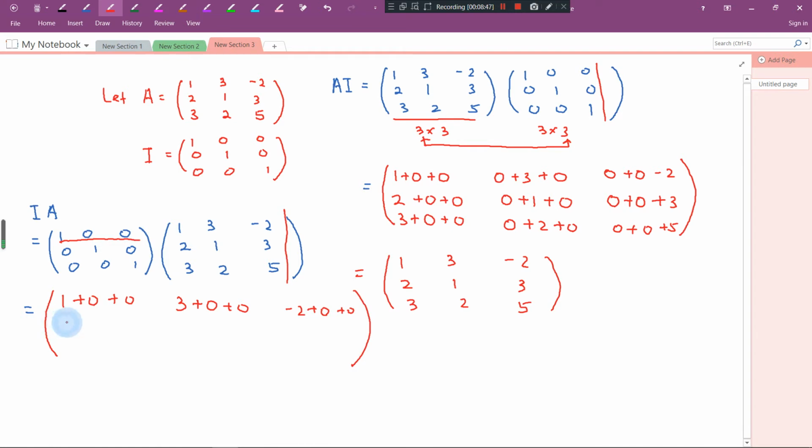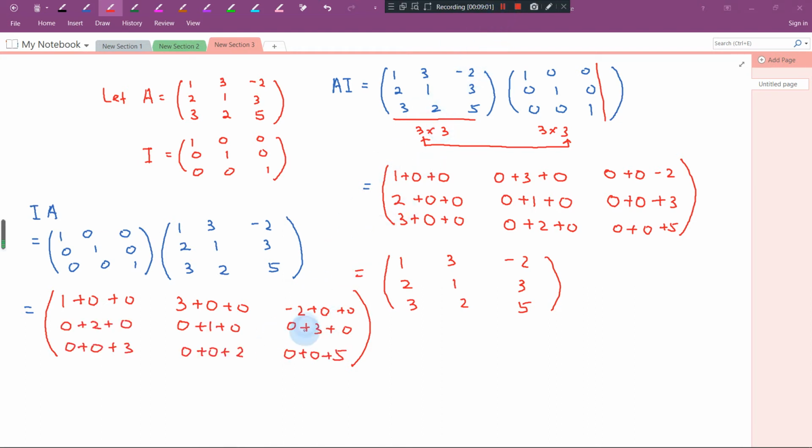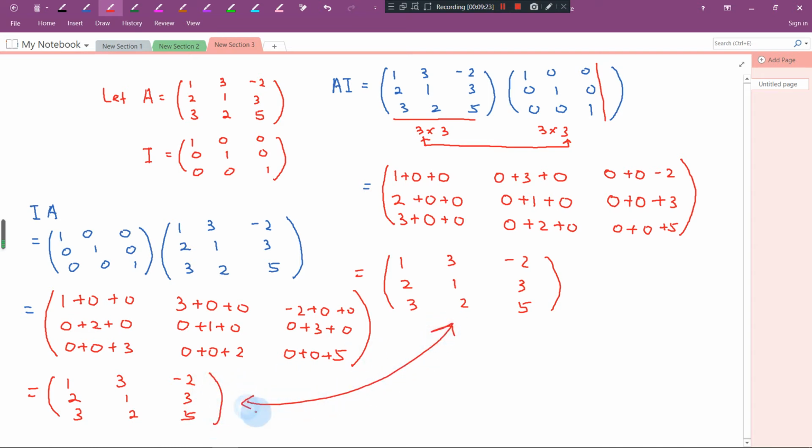Okay, so now you can try to pause this video and do the multiplication to get the rest of the elements. You should be able to get all these numbers. Now we just find the sum. 1 3 -2, 2 1 3, and the last row will be 3 2 5. Okay, you will notice that they are exactly the same, which are equal to A.